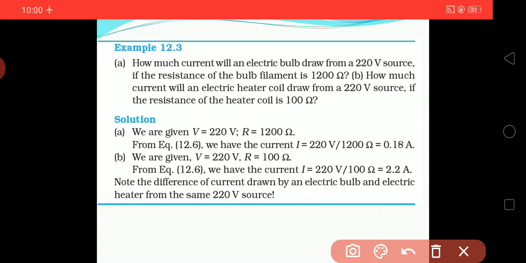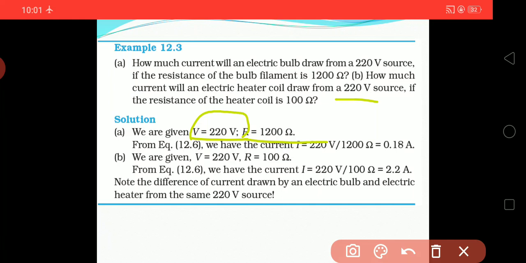How much current will an electric heated coil draw from the 220 volt source if the resistance of the heated coil is 100 ohm? Here, first, it is given that V is 220 volt. That is our potential difference, while the resistance is 1200 ohm.